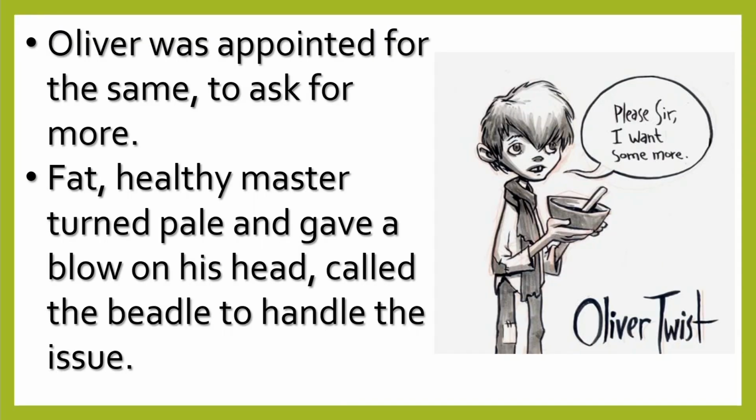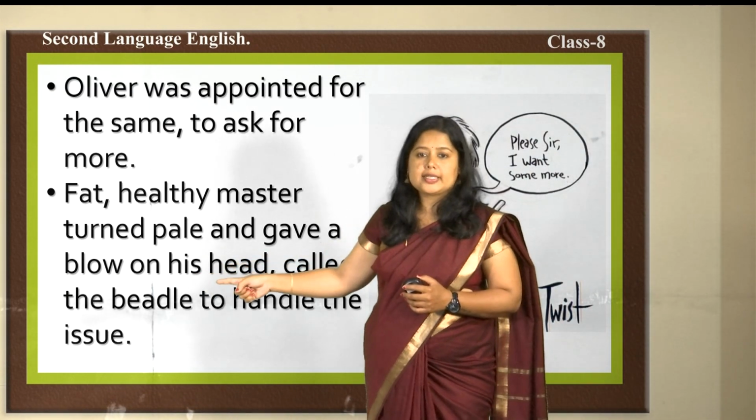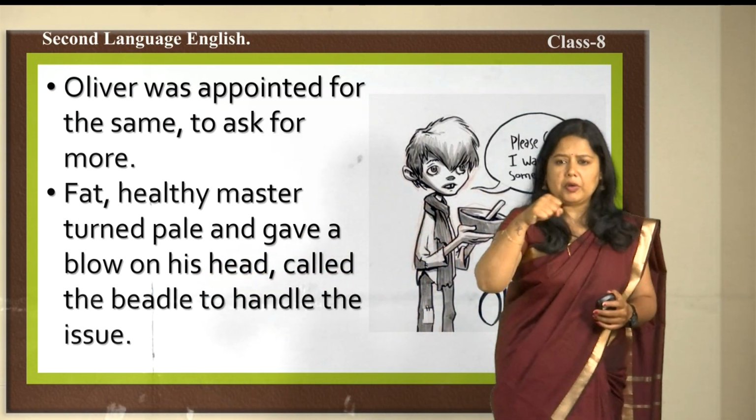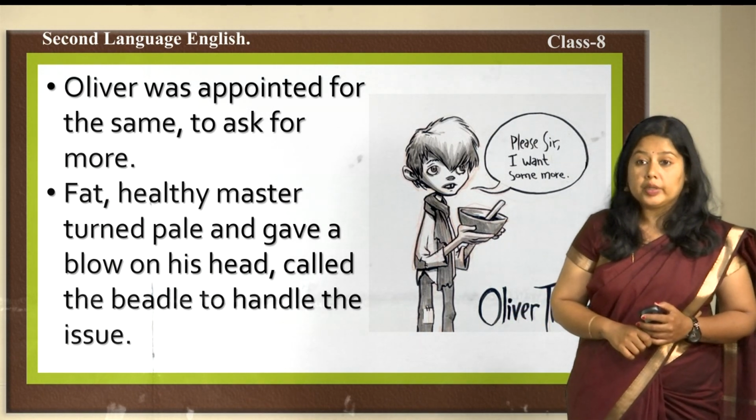Immediately after, what did the master do? A fat healthy master turned pale and gave a blow on his head, and called the beadle to handle the issue. What is this? A big blow on his head. He punched him on his head and said, you need more gruel?